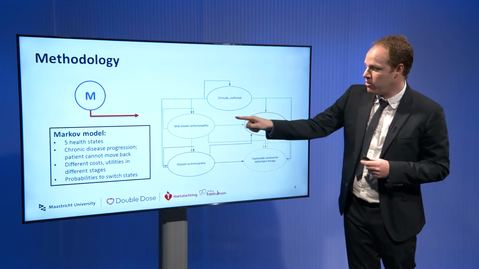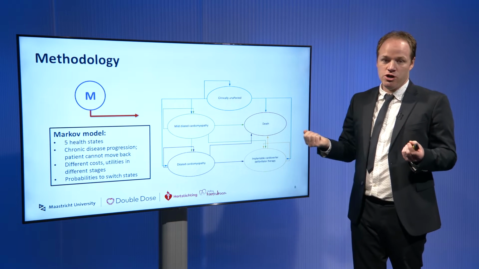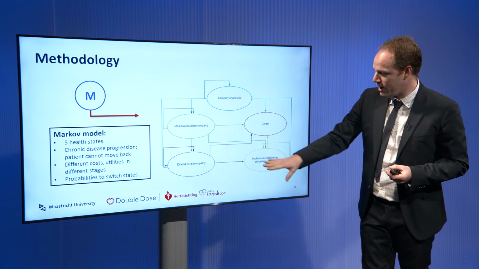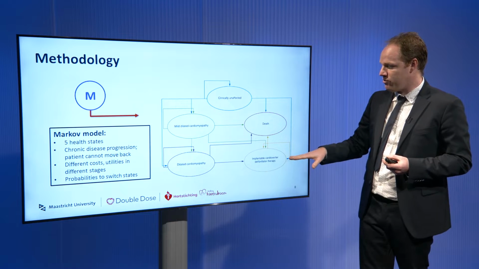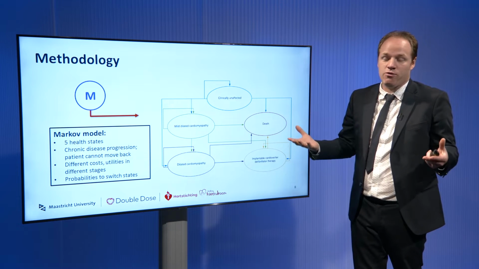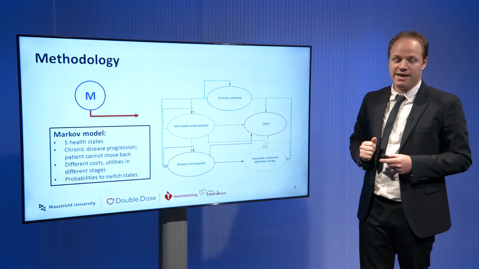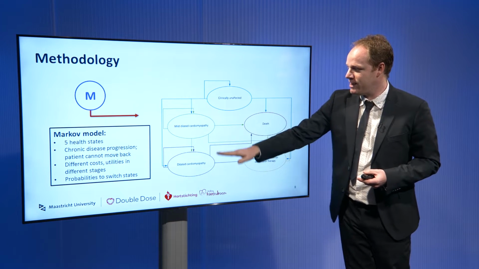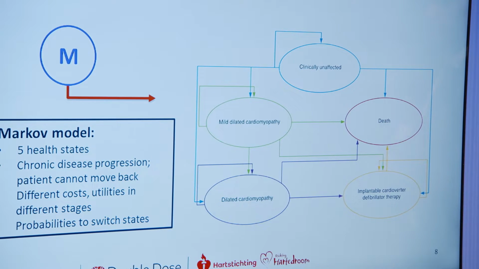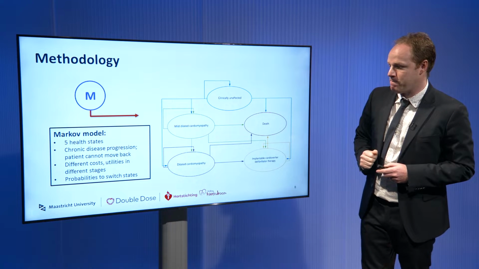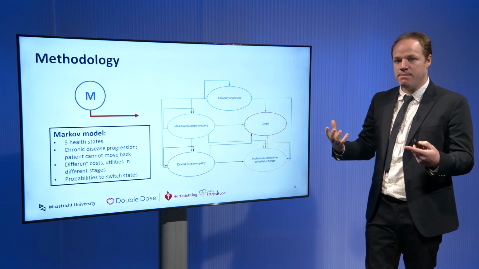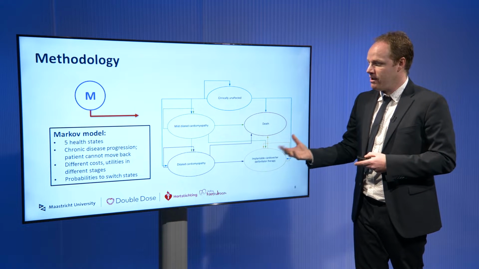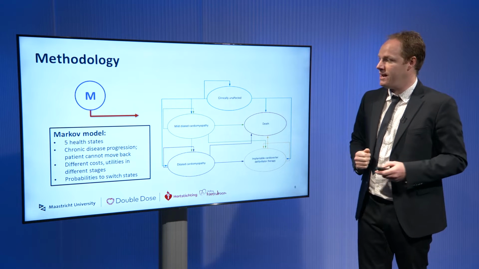In each of these health states, there are different costs and different utilities based on where we are. For example, if you are in the implantable cardioverter defibrillator state, the cost will of course be higher than if you are just clinically unaffected. The utilities are also lower if you are in a state with dilated cardiomyopathy compared to clinically unaffected. The author estimated the cost, the utilities, and the probability to switch between the different states based on literature.